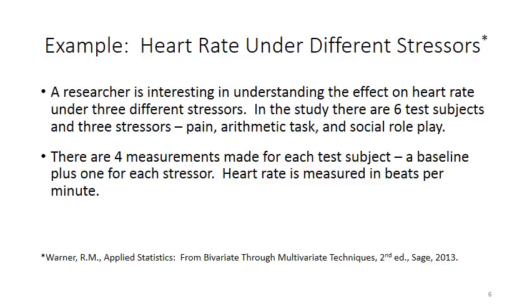Let's look at an example of repeated measures ANOVA with one factor. We want to understand differences in heart rate, the outcome, based on type of stressor, the predictor. There are three different stressors: pain, an arithmetic task, and a social role play. There are 6 study participants, and there will be 4 measurements on each participant. Heart rates at baseline with no stress, and then with each of the 3 stressors.